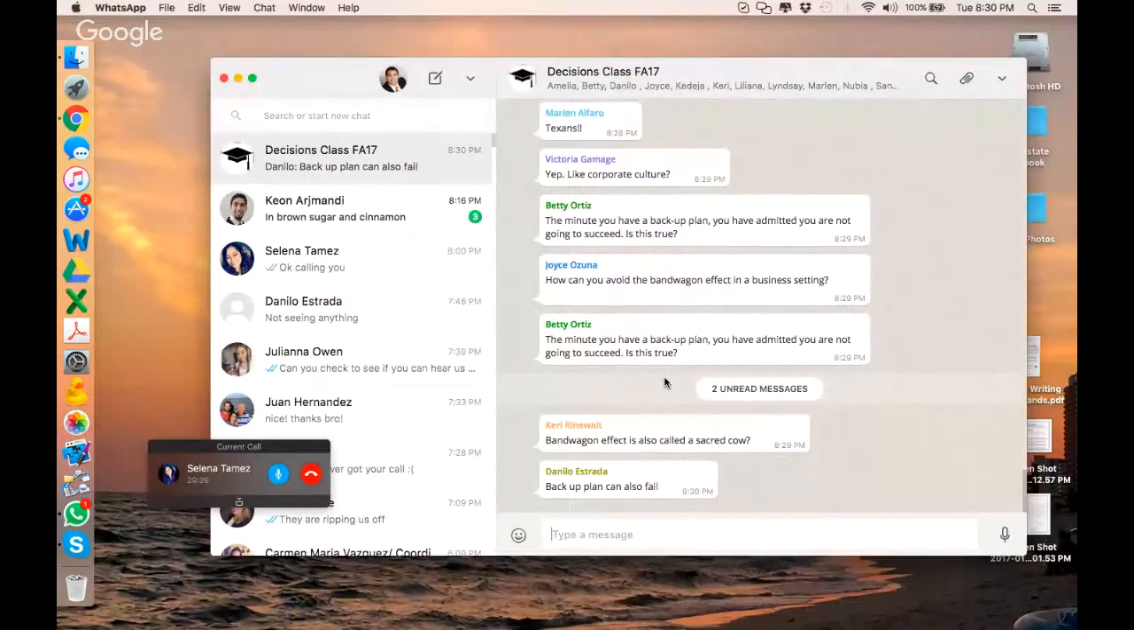Bandwagon effect is also called sacred cow. Yes, that is correct, Carrie. It's not an academic term. It's usually a corporate culture term. It just means that people do the same thing over and over, and they don't even realize why.